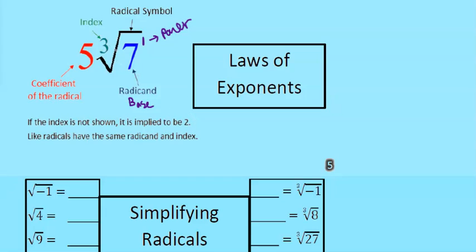If there's no index shown, it's implied to be a 2. If there's no power shown, it's implied to be a 1. Like radicals have the same radicand and index.